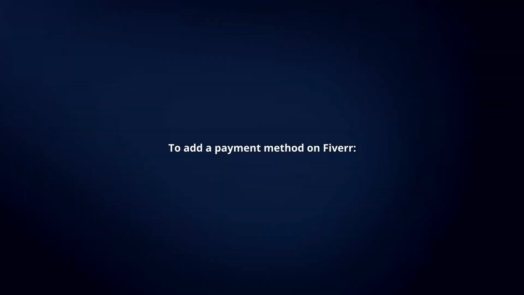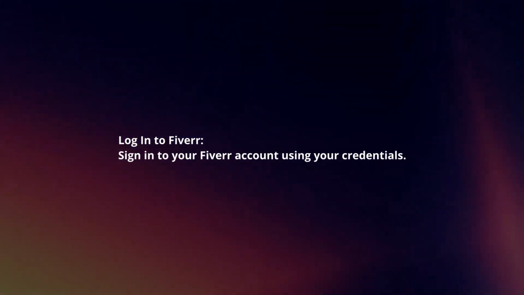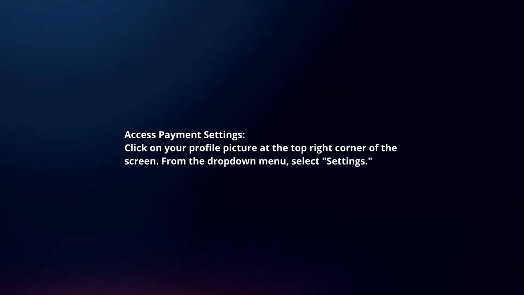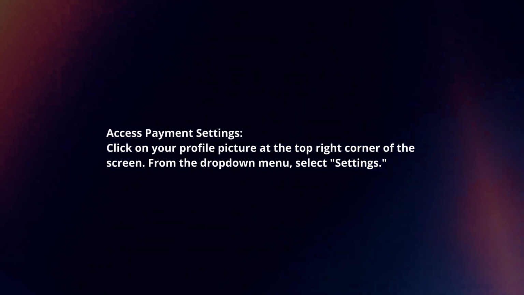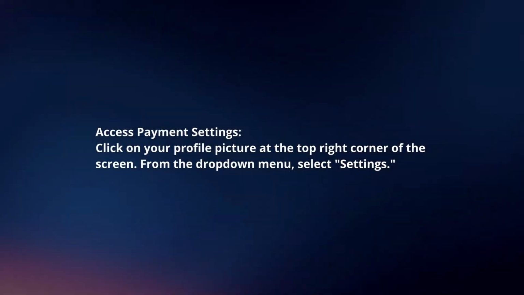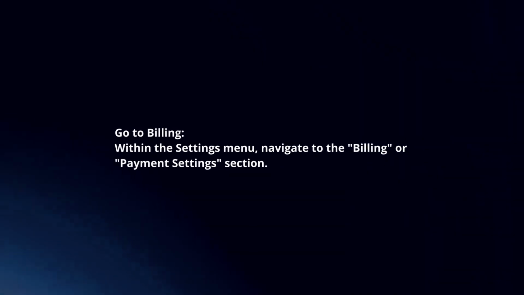To add the payment method on Fiverr, log into Fiverr. Sign into your Fiverr account using your credentials. Access payment settings. Click on your profile picture at the top right corner of the screen. From the drop-down menu, select Settings, go to Billing. Within the settings menu, navigate to the billing or payment settings section.